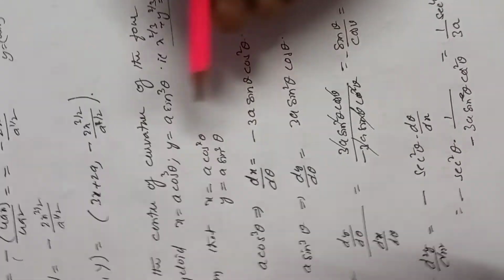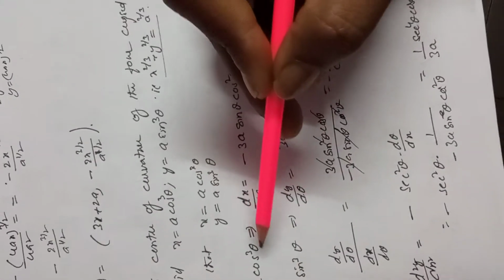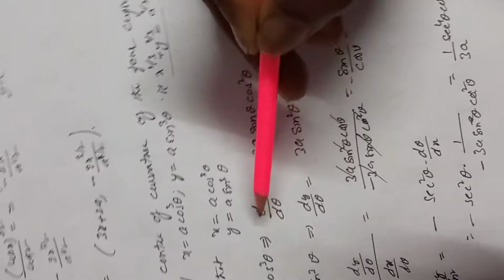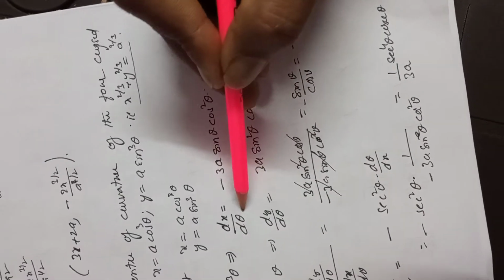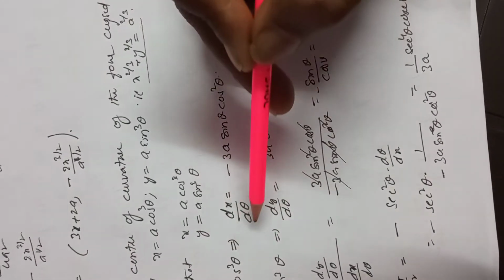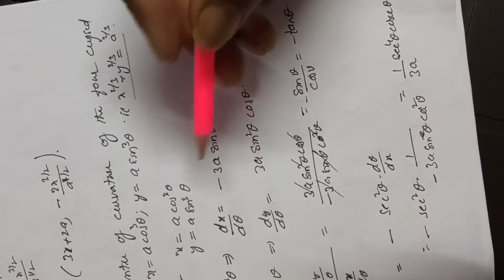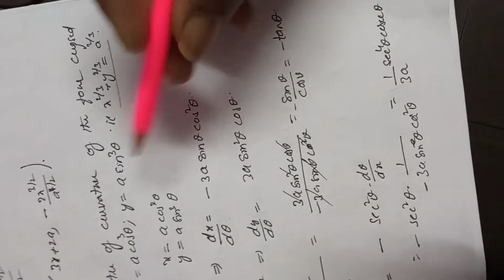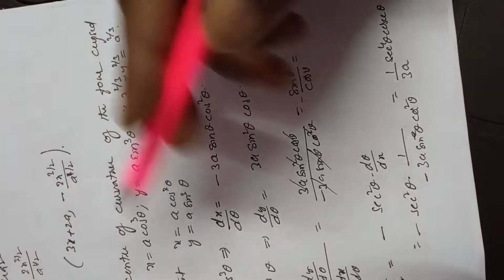Now given equations, x is equal to a cos cube theta, y is equal to a sin cube theta. Now x is equal to a cos cube theta means we are differentiating with respect to theta. dx by d theta is equal to a, which is constant, we can take it outside. Cos cube theta differentiation is 3 cos square theta into differentiation of cos theta, which is minus sin theta. That means minus 3a sin theta cos square theta.